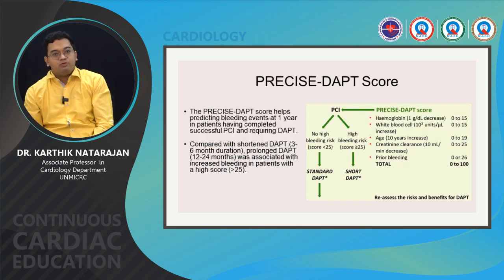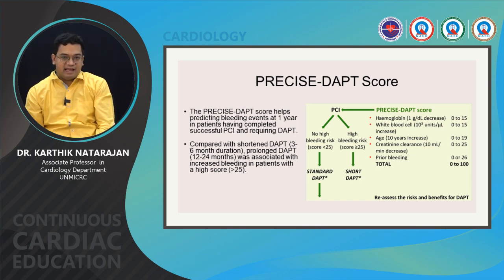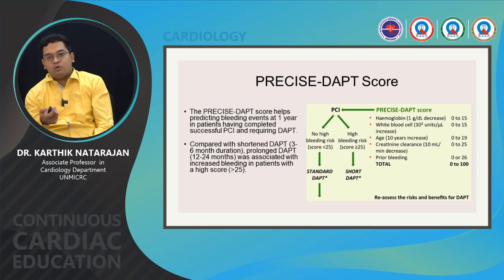This is another score which can be used at the time of discharge. Say you have done a PCI and you want to discharge the patient the next day, you calculate this PRECISE-DAPT score. This is basically to predict the bleeding events at 1 year. If you have completed a successful PCI and the patient is requiring a DAPT, then you calculate the score, and if the score is say less than 25, then you can give the patient a standard DAPT for 6 to 12 months. If the patient is a high bleeding risk patient, you need to shorten the DAPT to as low as even 1 month if the patient is extremely high risk. And if the patient is moderate to severe bleeding risk, you may curtail the DAPT to 3 months.